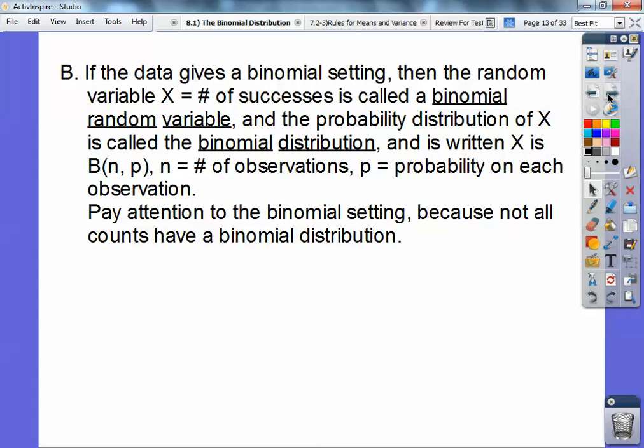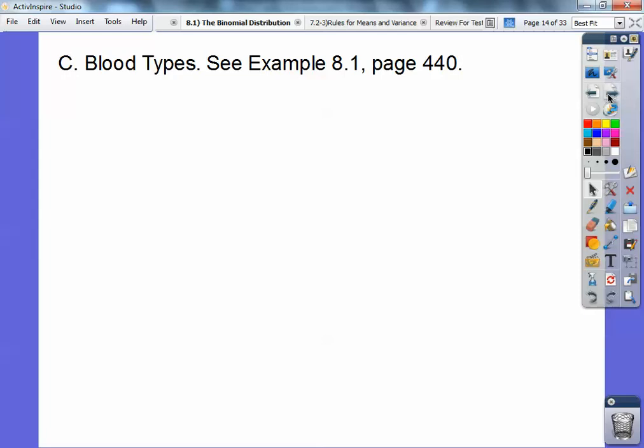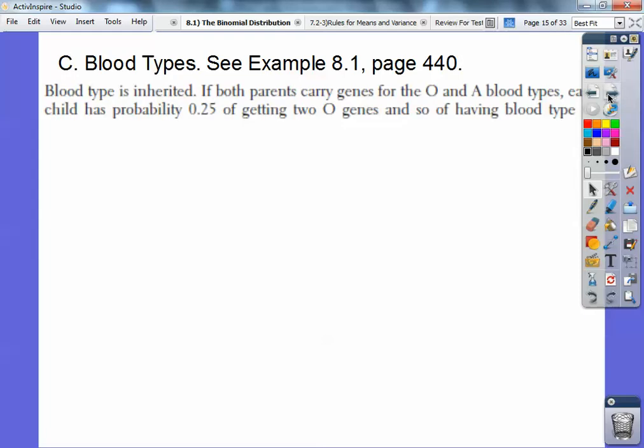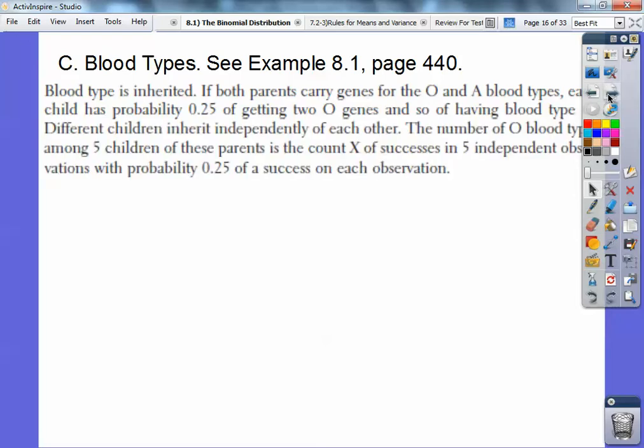So pay attention to the binomial settings, because not all of them are binomial settings. I'll show you an example. Here's blood types, Example 8.1 on page 440. Blood type is inherited. Both parents can carry genes for type O and type A blood, and each child has a probability of 0.25 of getting two O genes, and so having type O blood.